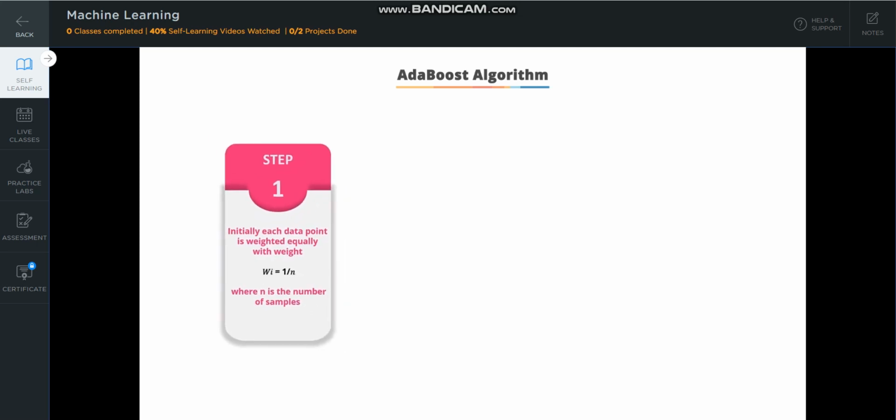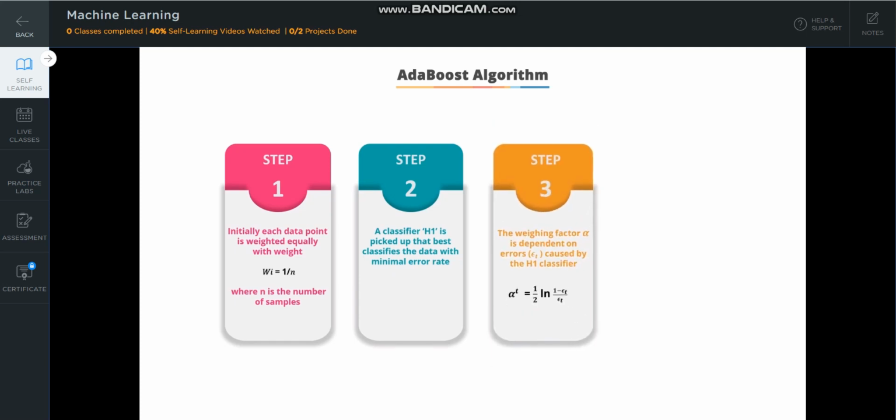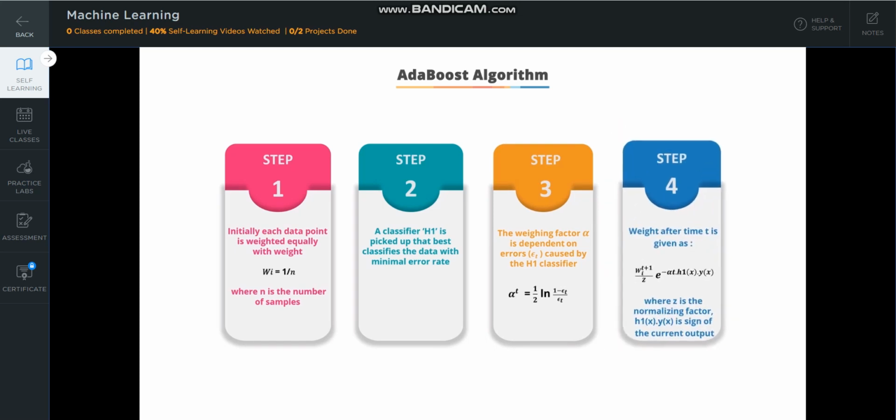Step 1, initially data points are weighted equally with weight Wi equals 1 over n, where n is the number of samples. Step 2, a classifier H1 is picked up that classifies the data with minimal error rate. Step 3, the weighted factor alpha is dependent on errors Et. Step 4, weight after time t is given by this formula, where Z is the normalizing factor, and H1(x), y(x) is the sign of the current output.